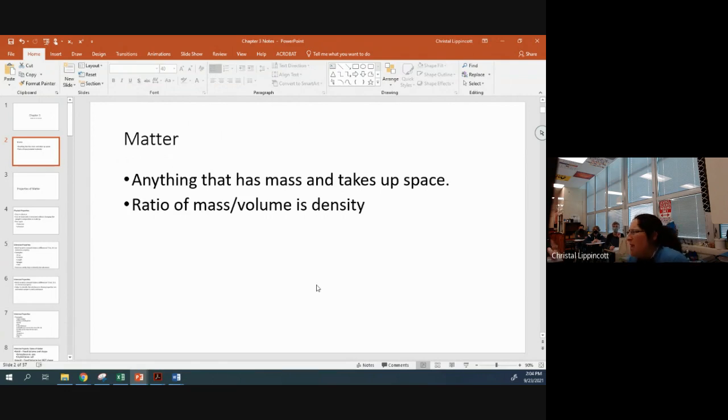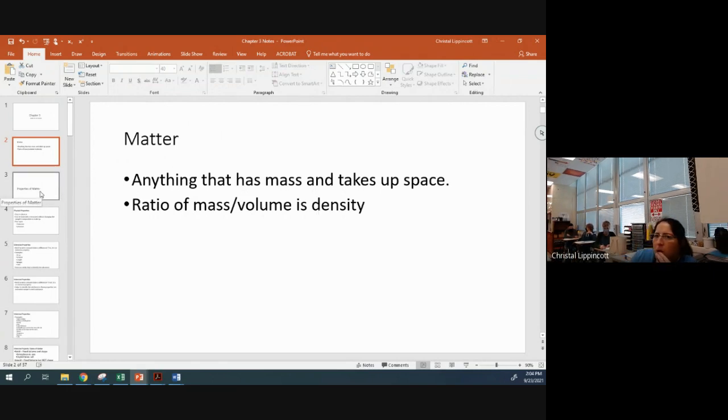The hardest math in this chapter is a percentage. So can you do part over the whole? If you can, then you're solid here. Matter is anything that has mass and takes up space. If we ratio those two things, that is called density.